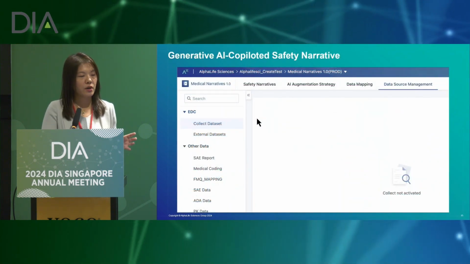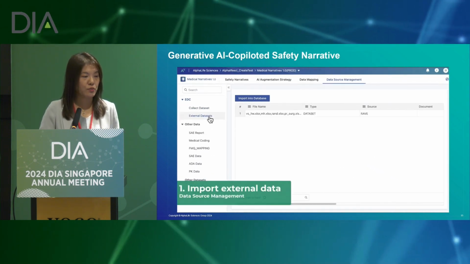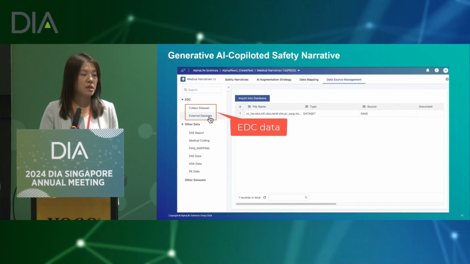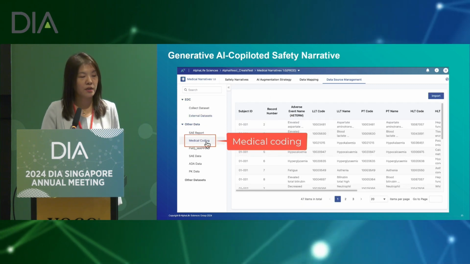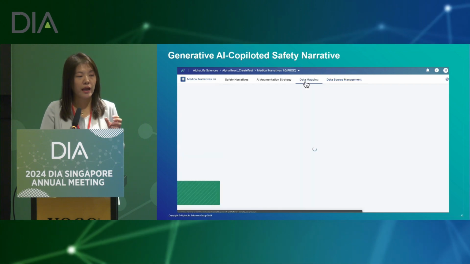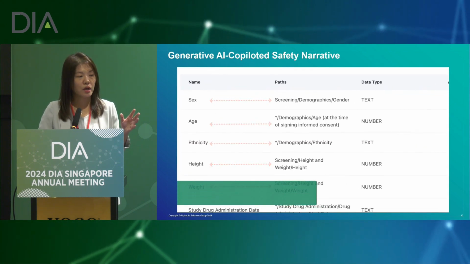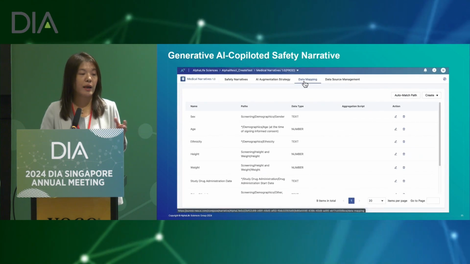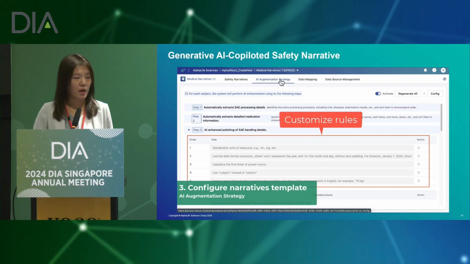So what you're seeing here is basically the very first thing is we want to make sure the data source is managed, right? So the EDC would be one of the sources, or also the PV data sets. Right, and then right now what we're doing is basically having the system integrate these external data and then map the data points to the paths of the CRF, for example. And now this is where our end user comes into play.